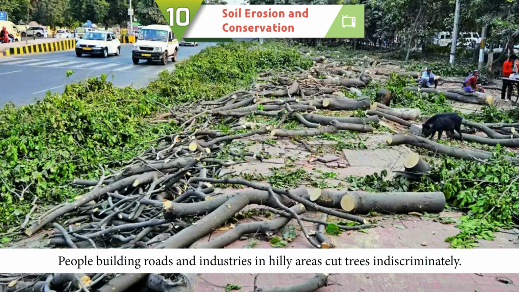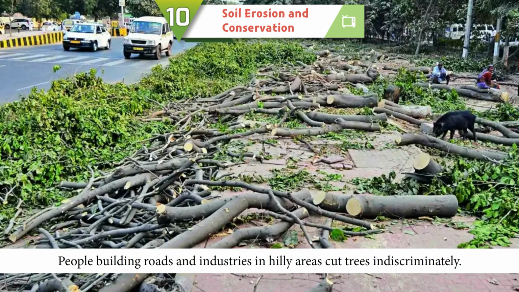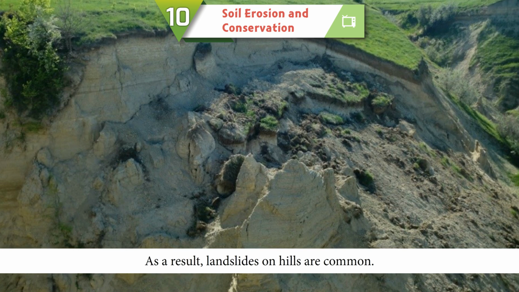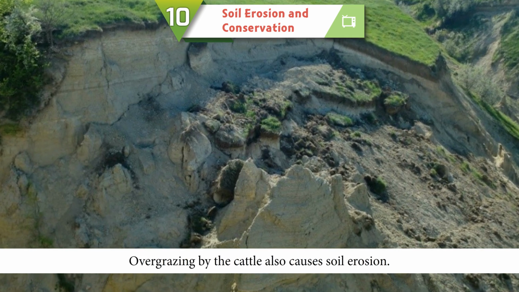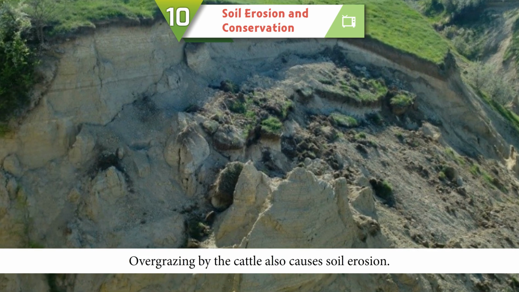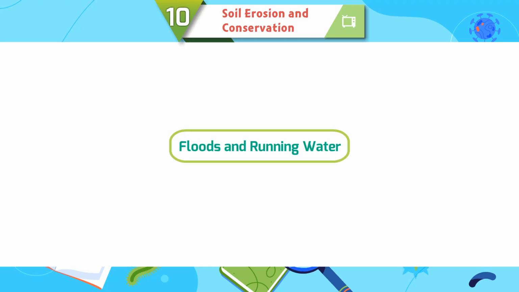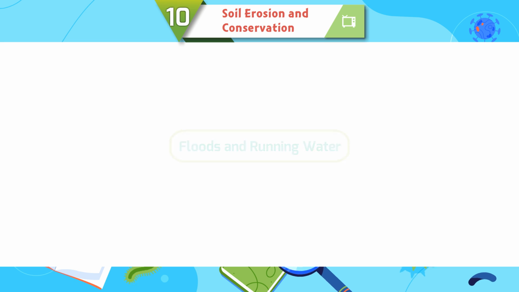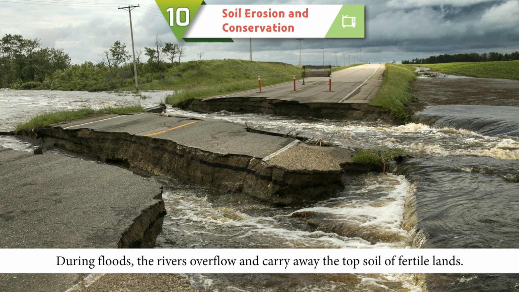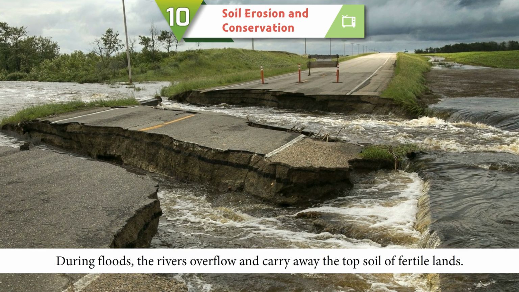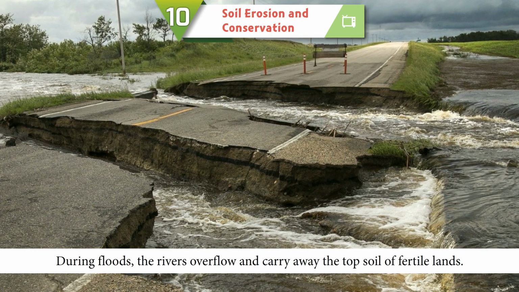People building roads and industries in hilly areas cut trees indiscriminately. As a result, landslides on hills are common. Overgrazing by the cattle also causes soil erosion. Floods and running water. Floods are common in rainy season. During floods, the rivers overflow and carry away the topsoil of fertile lands.